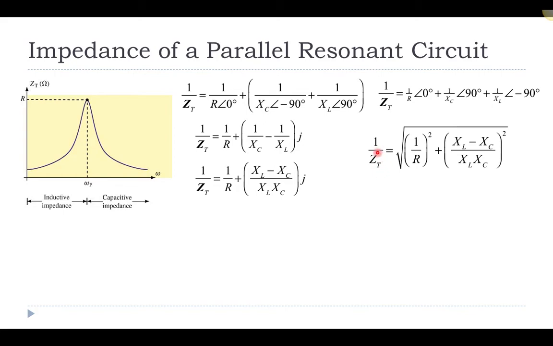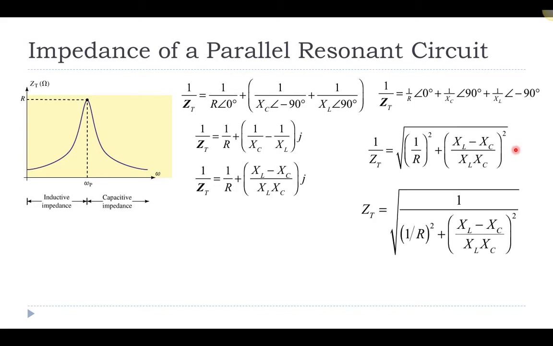And then after I get this expression, if I wanted to know what is the actual impedance in the circuit, the magnitude of the impedance, I could take the reciprocal of this, and that would tell me the actual impedance in the circuit. So I take this value and I take the reciprocal, and I get this expression.